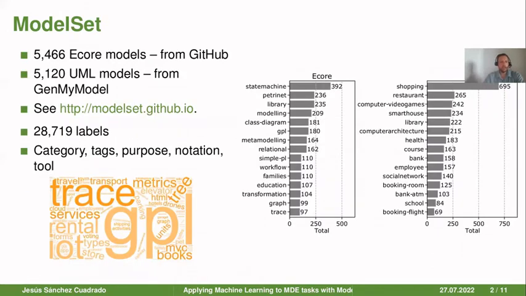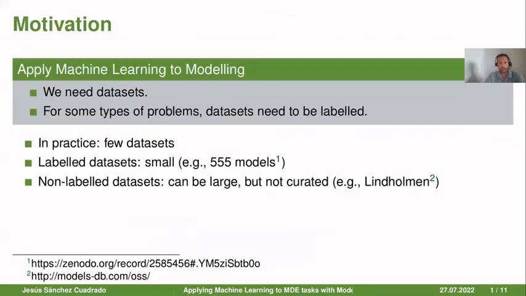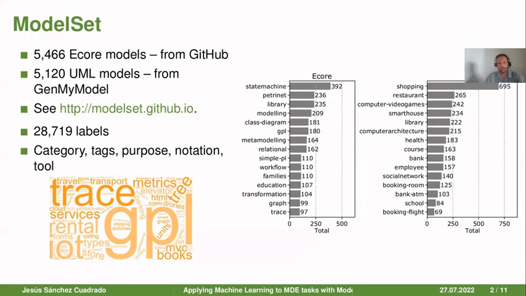So ModelSet is composed of two sets of models, a set of 5,000 ECORE models taken from GitHub, and another set of about 5,000 UML models taken from GenMyModel. In total, we have manually annotated the models with more than 28,000 labels. And there are several types of labels. The main type is the category of the model. We represent the main application domain, like for instance, a state machine model or a Petri net model.